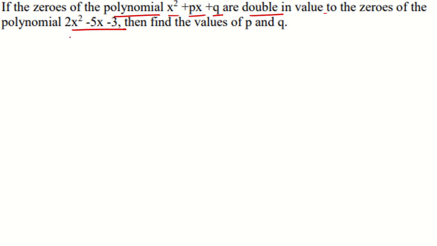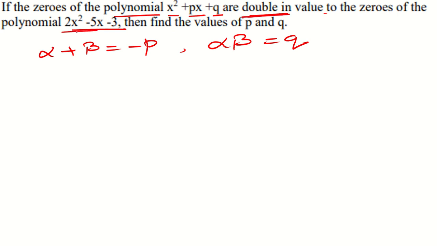Okay, but being degree 2, I have taken it here also. Now if alpha and beta are the zeros, then for the first equation alpha plus beta is equal to minus p, and alpha into beta is equal to q. And for the second equation, the values of the zeros are doubled.